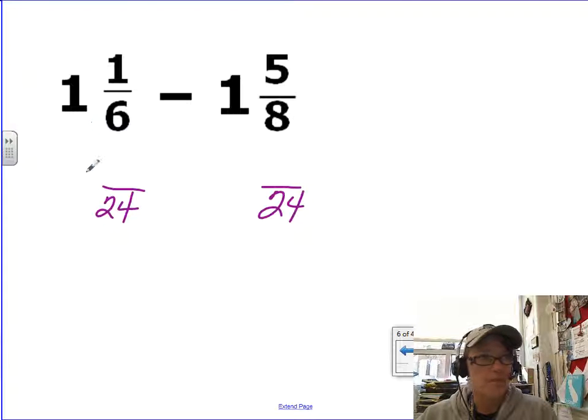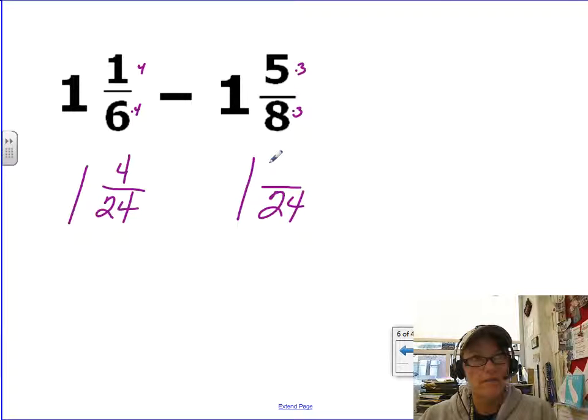Alrighty. So this would be 1 and 4/24ths. This one is going to be 1 and 15/24ths. And you're subtracting.